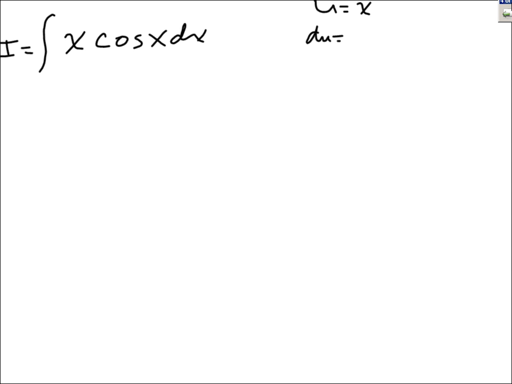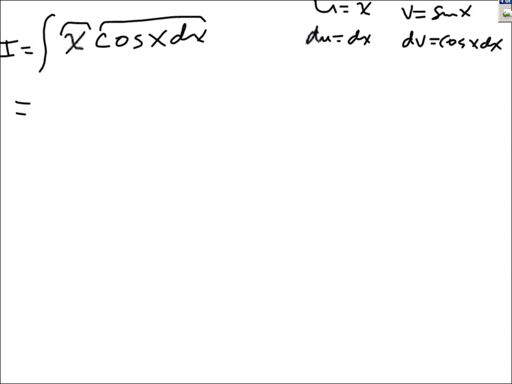Okay, let's try another one. Let us try to do the integral of x times cosine of x dx. Let's call it I for integral. Well, if I let u equal x, fine. Then du will equal dx, and if this is u, then what's left over is dv. dv is cosine x dx. So v would be sine x.